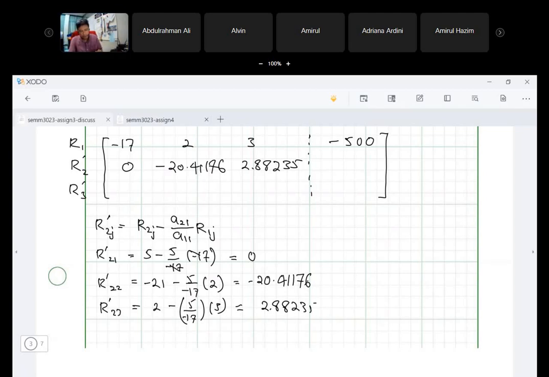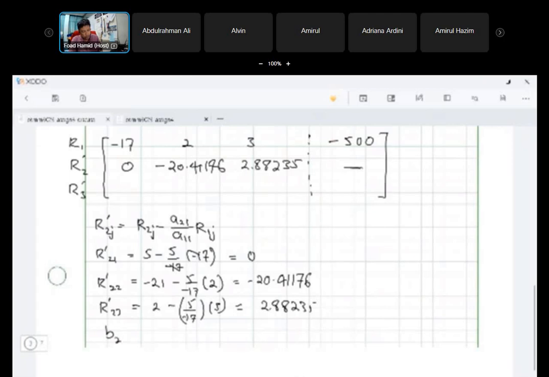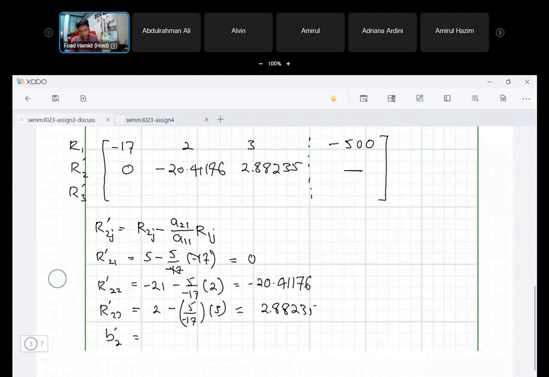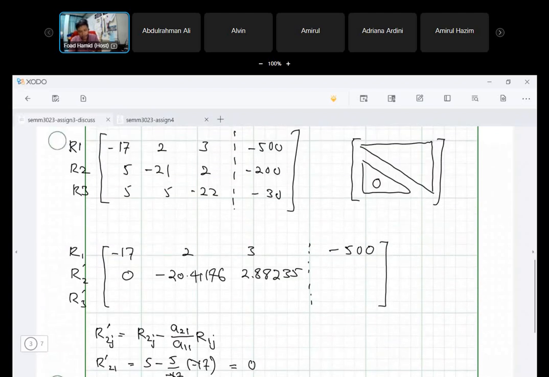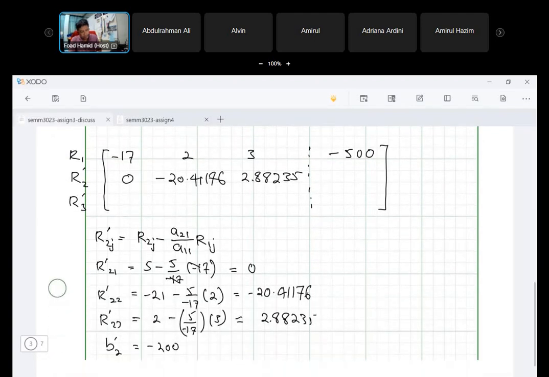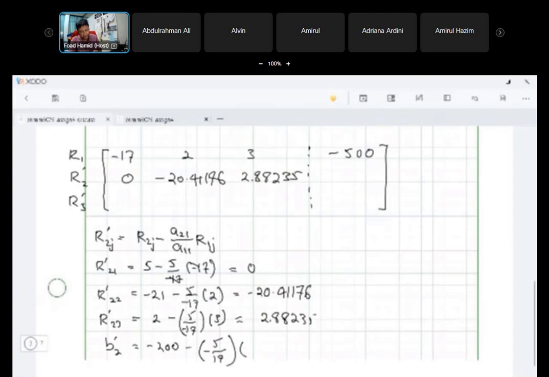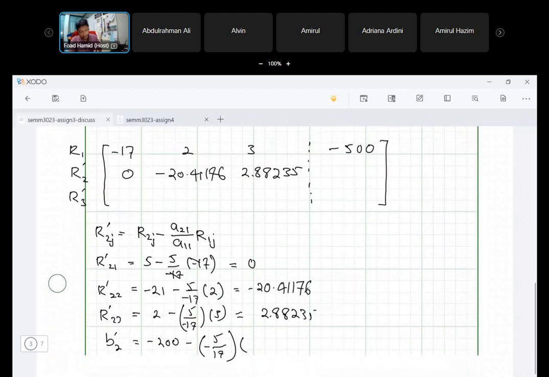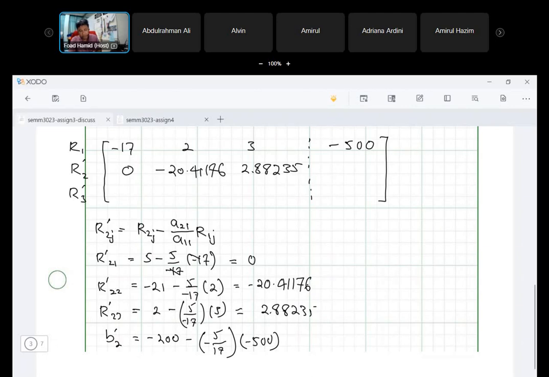And then the last one, in this case, this value here. So this is our B2. B prime 2 is just this value, which is minus 200, minus 5 over 17 times minus 500. And this should be equal to minus 347.05882. Okay, so this is the solution here. And of course, you can do the same thing for R3.